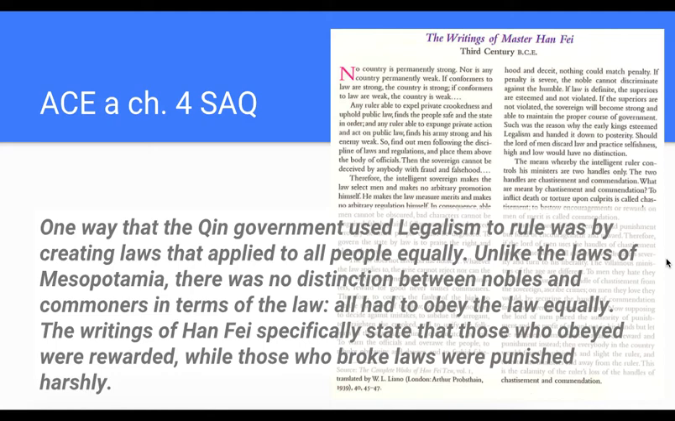One way that the Qin government used legalism to rule, so I've restated the question there in order to lead into my answer, was by creating laws that applied to all people equally. So that right there is my A, my answer to the question. Unlike the laws of Mesopotamia, specific example, there was no distinction between nobles and commoners in terms of the law. All had to obey the law equally. The writings of Hanfei, specific example, and relating back to the document, specifically state that those who obeyed were rewarded, while those who broke the laws were punished harshly.